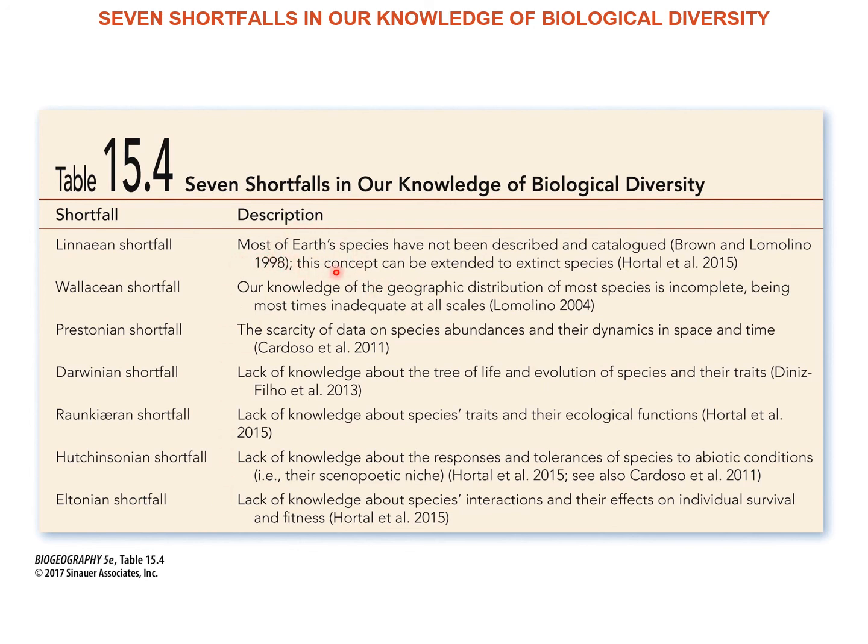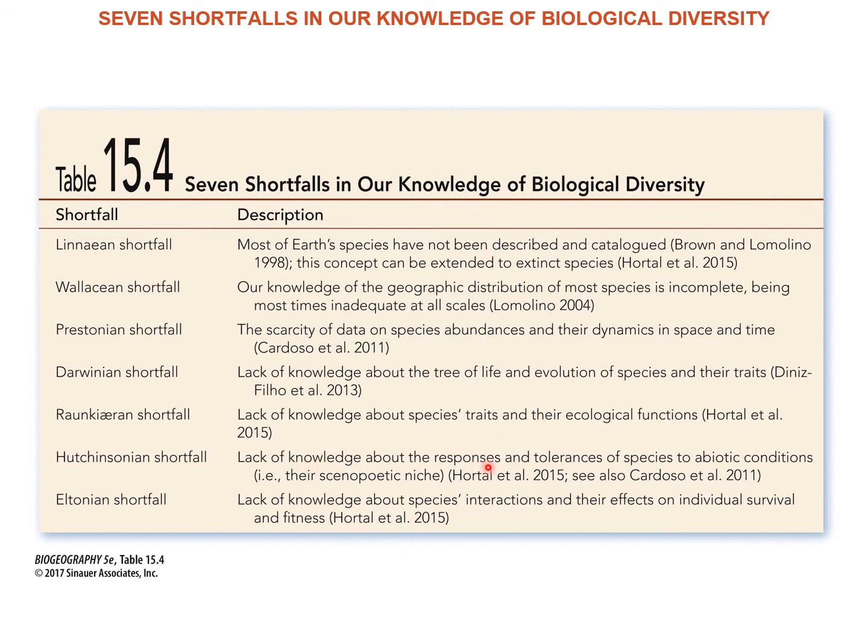There's the fact that we don't know some species exist, but even if we find a new one, that doesn't mean we necessarily know its full geographic distribution. We don't necessarily know its species abundance and the dynamics over space and time. That's the Prestonian shortfall. The Darwinian shortfall is the lack of knowledge about the evolutionary history of species and their traits. Obviously, if there are species that we don't know of, we don't know their evolutionary histories because we don't know of them. We don't necessarily know their traits and their ecological functions, their niche space, so to speak.